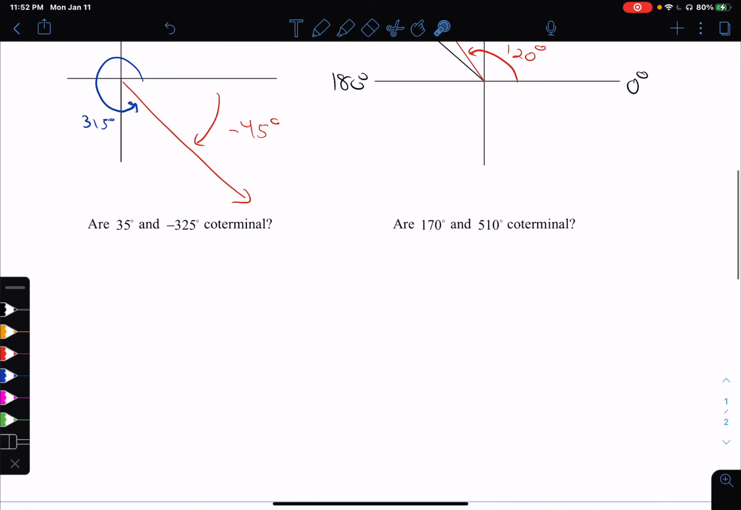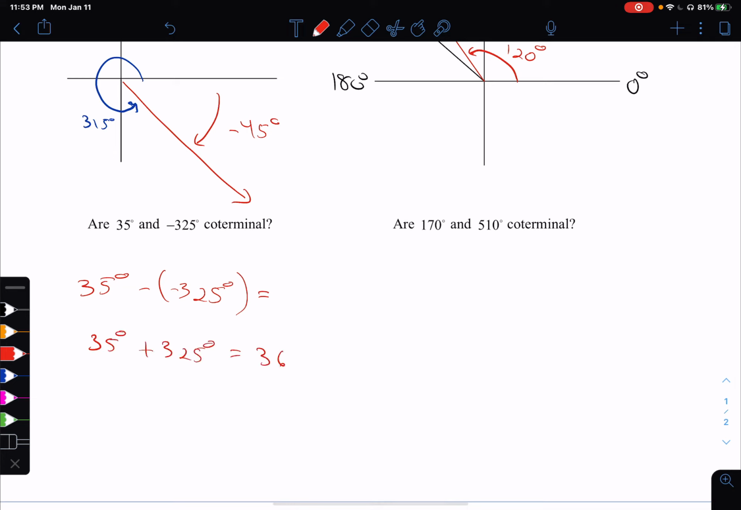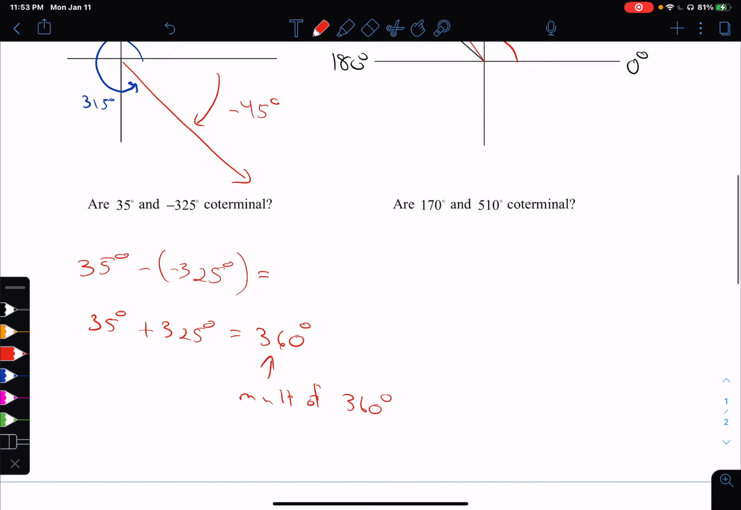Okay, next up, are 35 degrees and minus 325 degrees coterminal? Well, the book says if you can add a multiple of 360 to one, you would get the other. I like looking at the difference and showing it's a multiple. So if we look at 35 degrees minus minus 325 degrees, you get 35 degrees plus 325 degrees, and that is 360 degrees. And that is a multiple of 360. It's a multiple of 1. 1 times 360 is 360. So we do have coterminal.